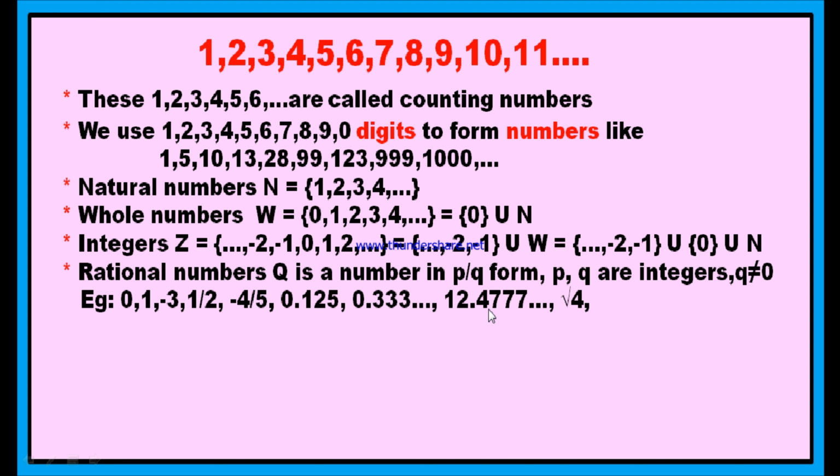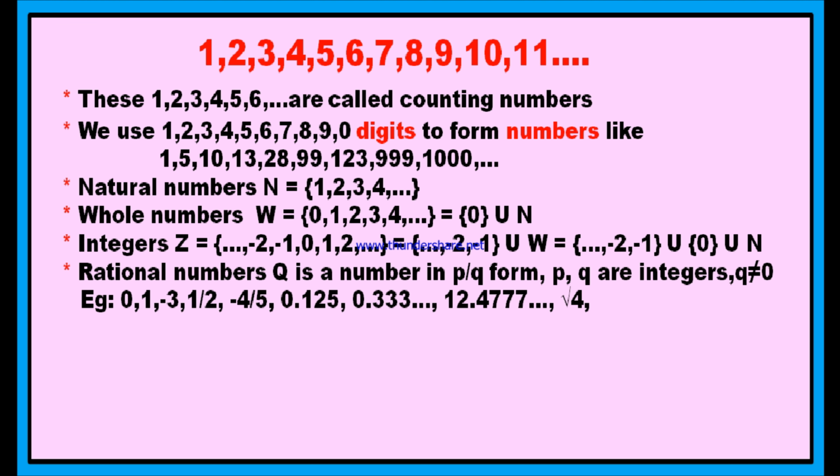And this is 12.4 and 7 is recurring. Therefore, it is again a rational number. And the square root of 4. The square root of 4 value is 2. Therefore, root 1, root 4, root 9, root 16, root 25 and all these are rational numbers. If it has a perfect square root, then they are called rational numbers.